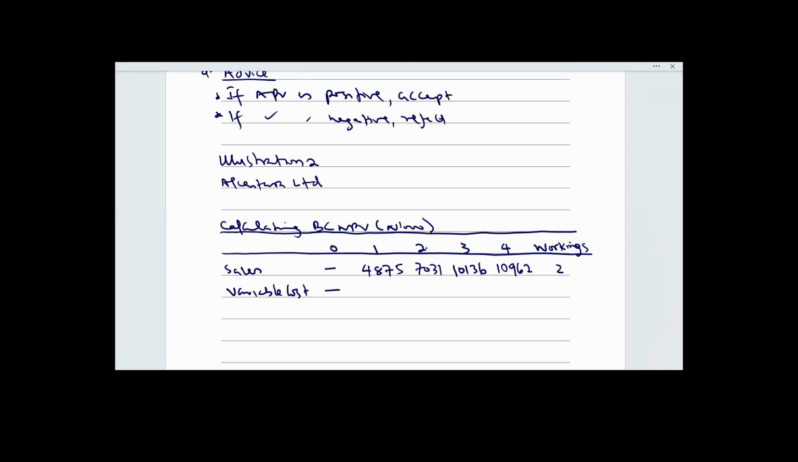The variable cost for the first year, what do you have for the first year? Variable cost, 2340. Year 2? 3538. Year 3? 5351. And then 6064. Working number 3. Of course, it has to be in brackets.